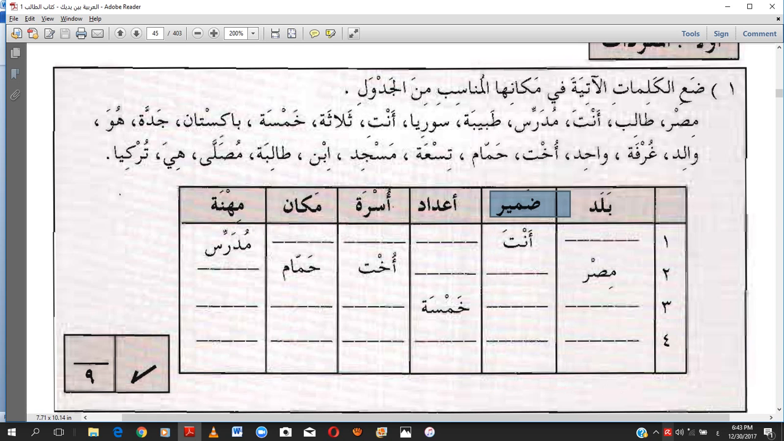Like we said, هل أنت بخير or من أين أنت? We took it before. من أين أنت? Where are you from? Commerce. Good. I am from Commerce. So these are what we call ضمائر, or pronouns.